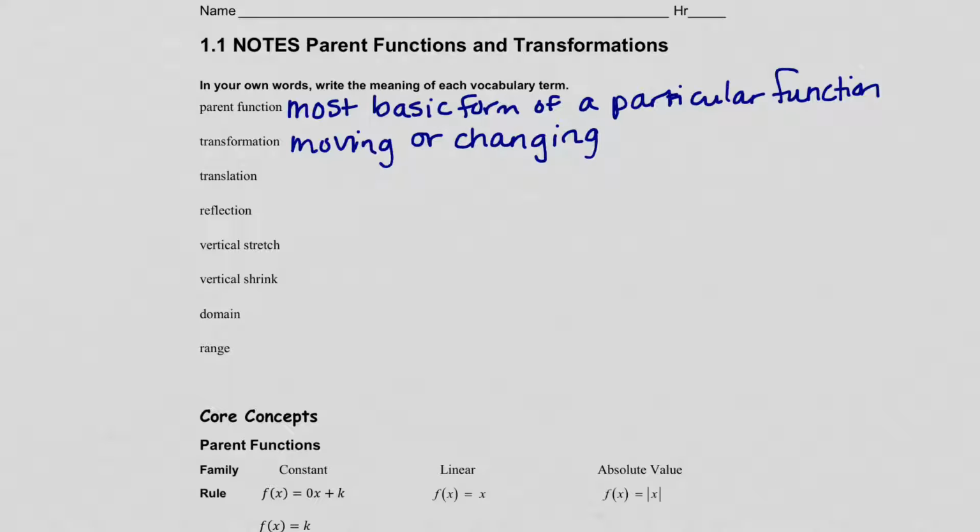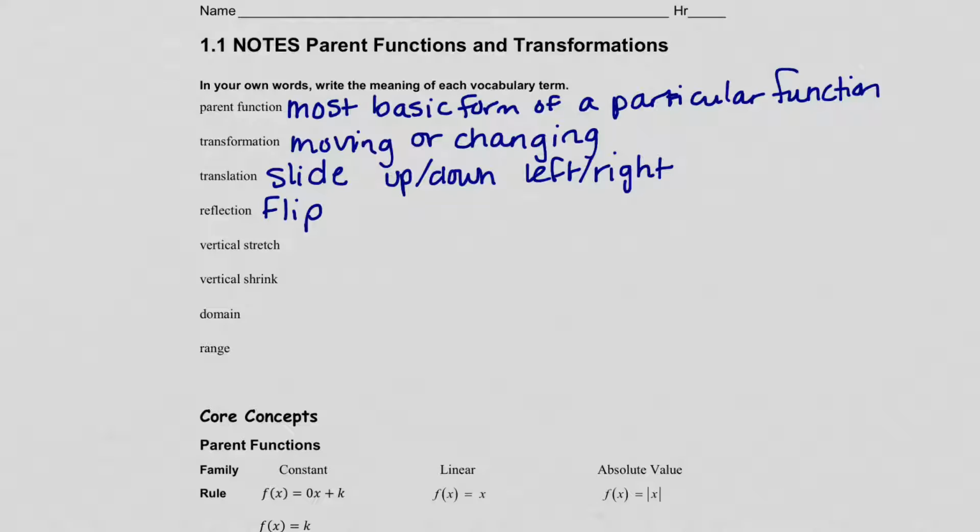And then translation is just when you slide the graph, so it can either go up or down, or it can go left or right, or it can go up and left or up and right, that kind of thing. Reflection is just a flip.